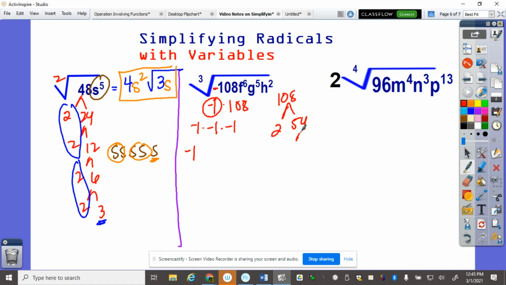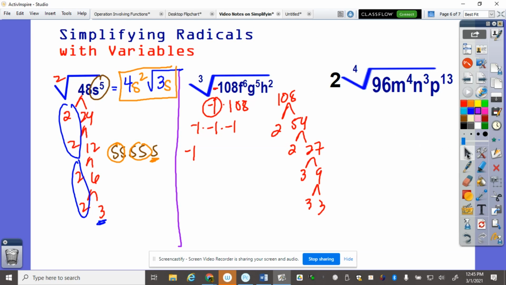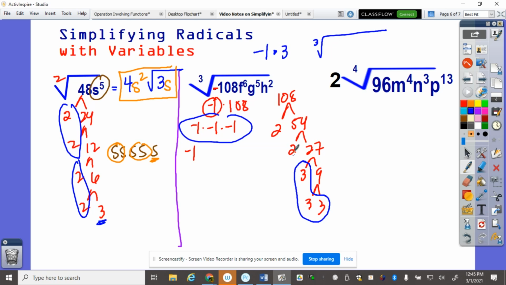2 and 54. 54 is 2 and 27. 27 is 3 and 9. This is 3 and 3. Now, this is a good problem. That means I'm going to have a negative 1 outside and a 3 outside, cube root of, I have two 2s. They cannot make a group of 3 twos, so they will remain inside. 2 times 2 will be 4, okay? Because these 2s don't have enough quantity of 3 in a group. That's why we end up with a 4 there.